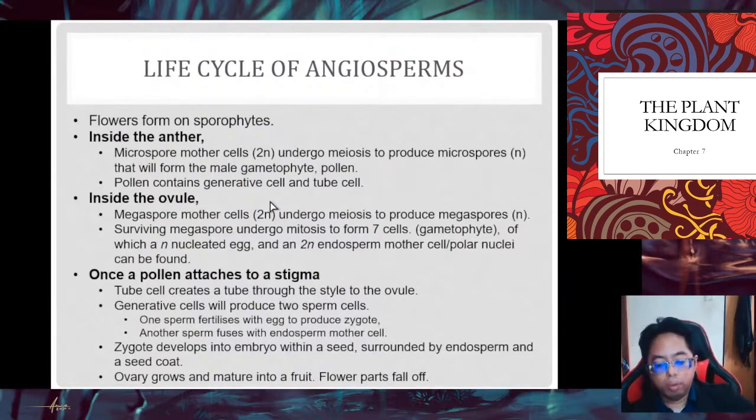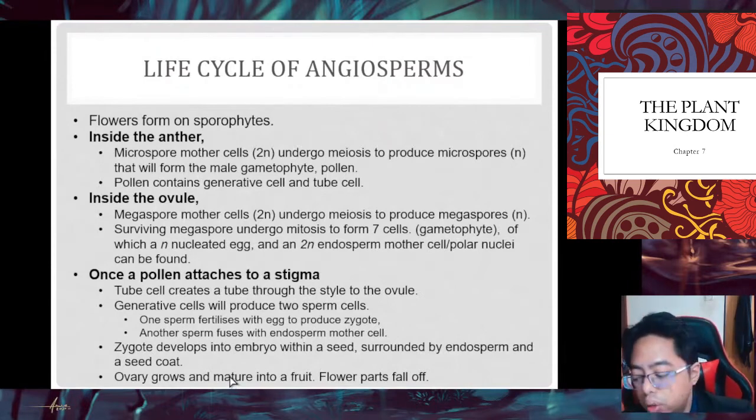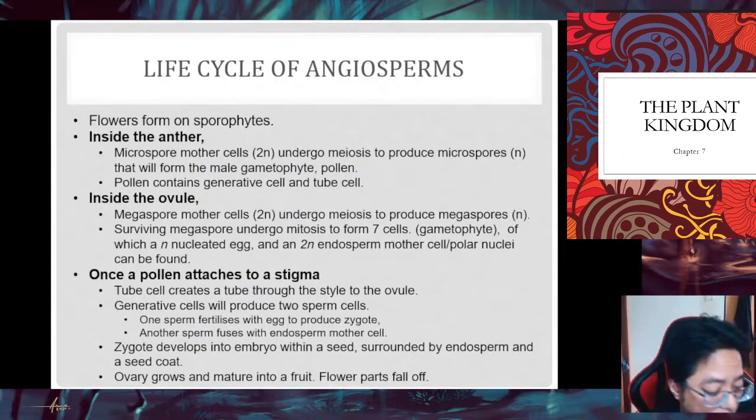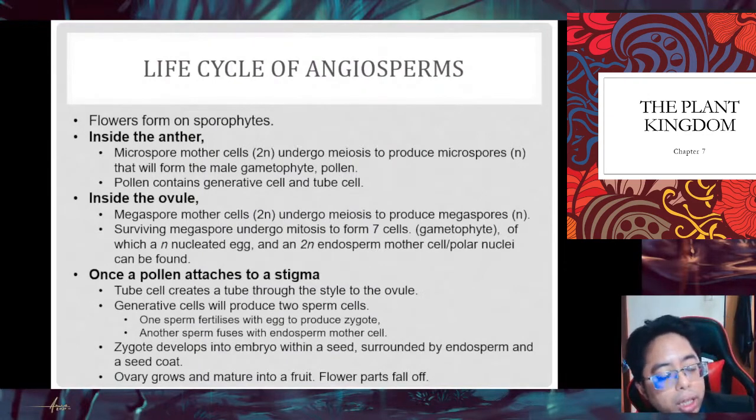Okay, so I have already mentioned a lot of this. But yeah, flowers only appear for the plant to breed. So they are colored very brightly. They have nectar, and they smell really good. So why are they like that? So that they can attract the pollinators.